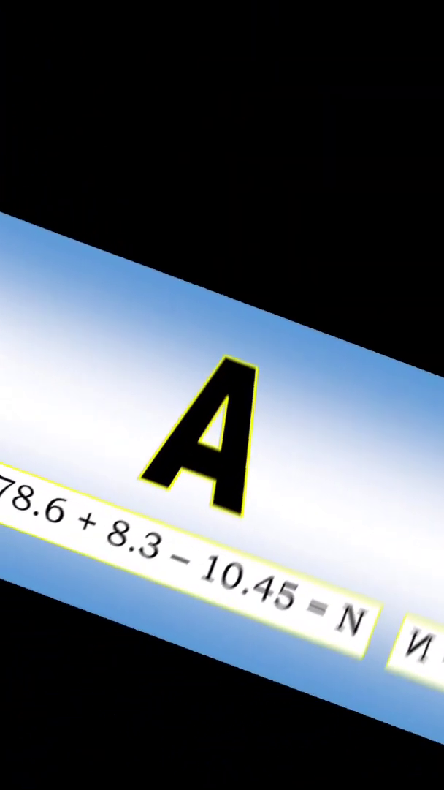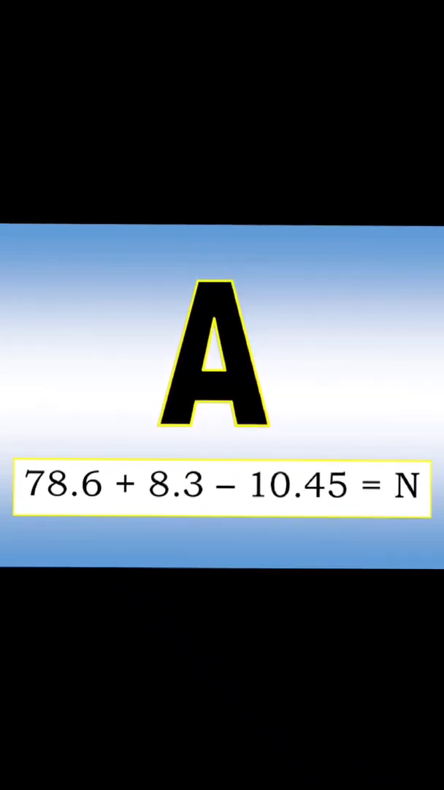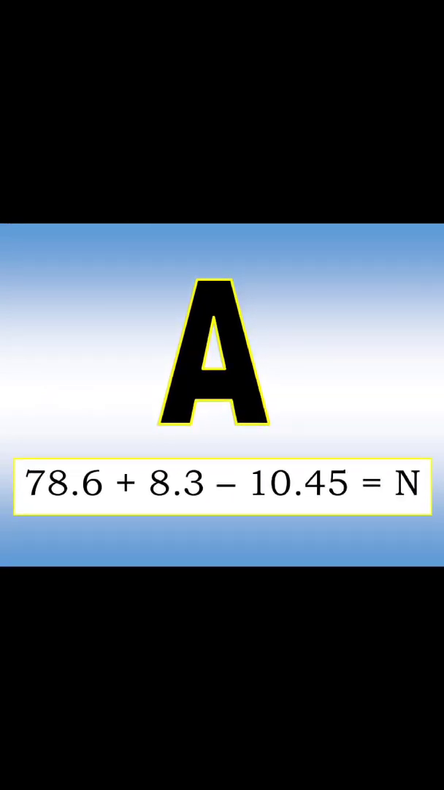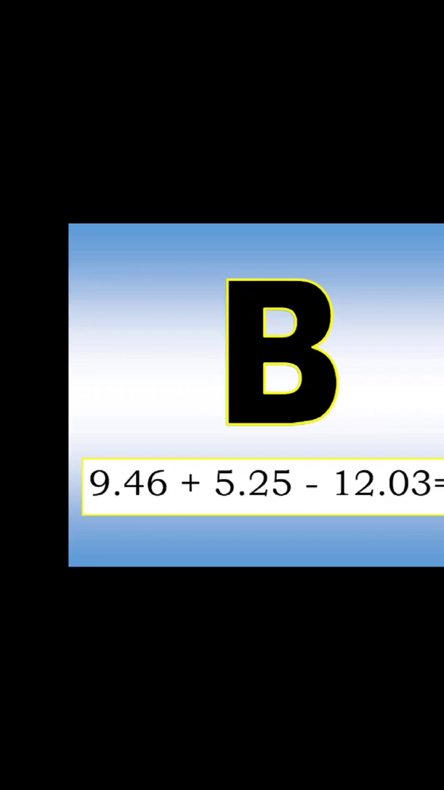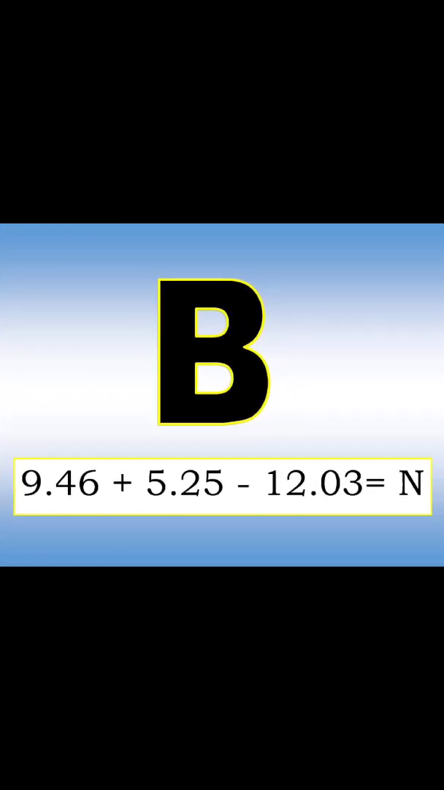I have two letters in here, A and B. You select. What's your choice? It's either A or B. If your choice is A, you solve the mathematical sentence. 3, 2, 1. And if your choice is B, solve also for the given mathematical sentence. 3, 2, 1. Look at your answers now. Let's try to check.